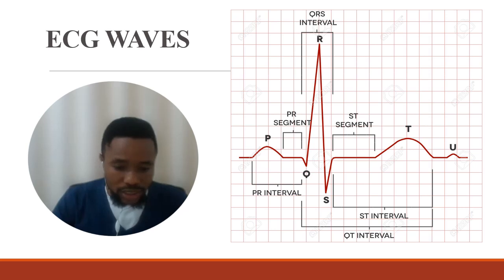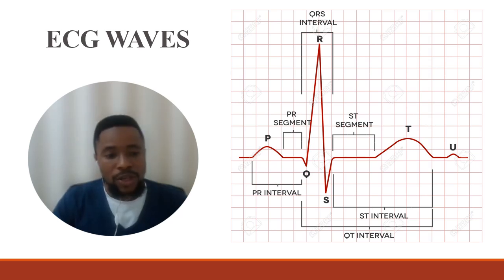So let me use this pen to demonstrate what I was trying to say. There's a triangle that you were taught in school. This triangle is called Einthoven's triangle. So let's assume that this is my right hand, this is my left hand, and this is my foot.